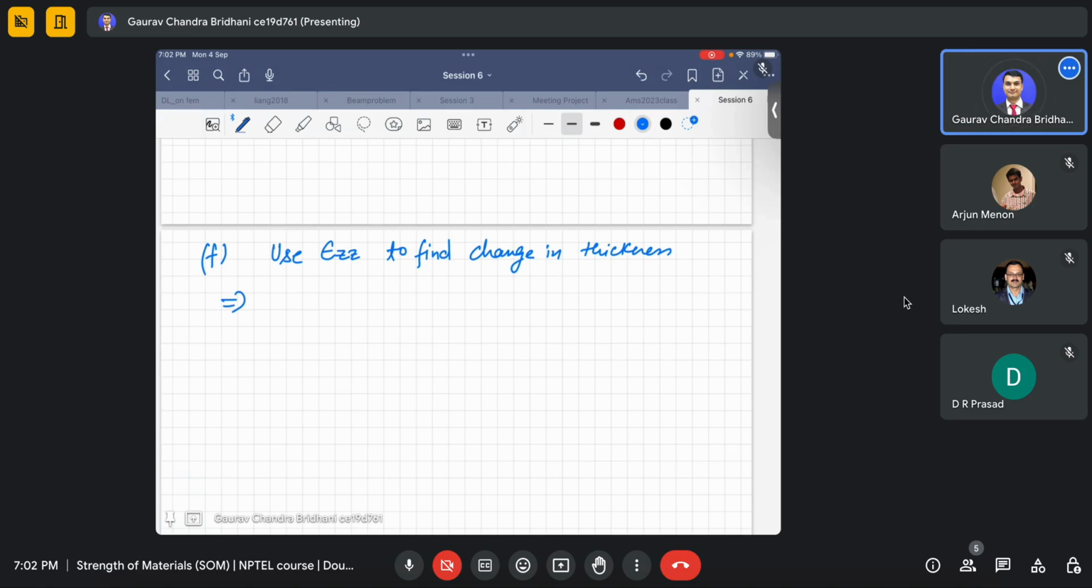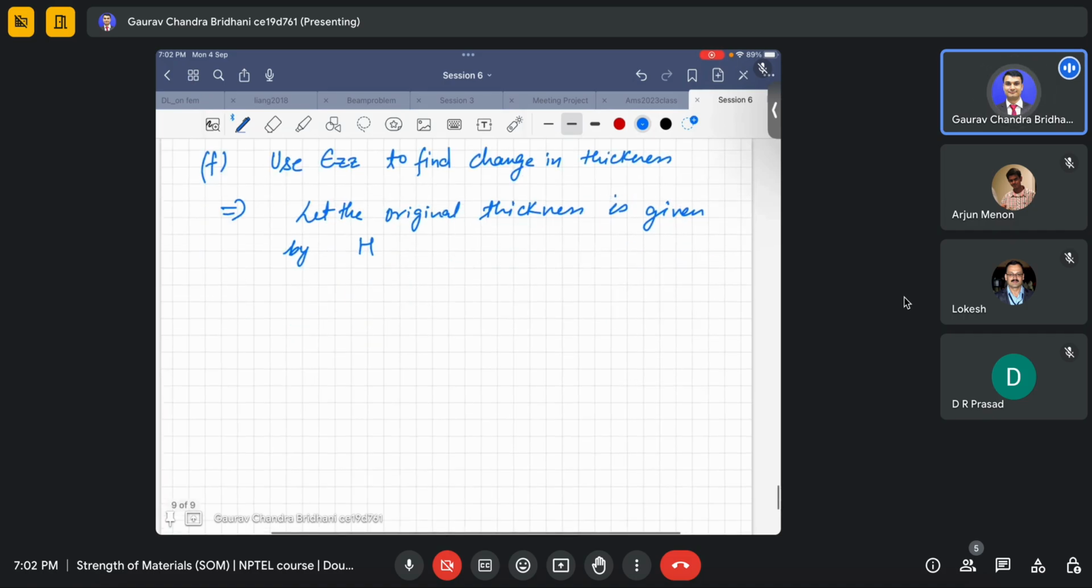We know what strain is. It is change in length over the total length. So let the original thickness before deformation be h, and we know h is 1 centimeter. So what will be epsilon zz? Epsilon zz will be delta h upon h.